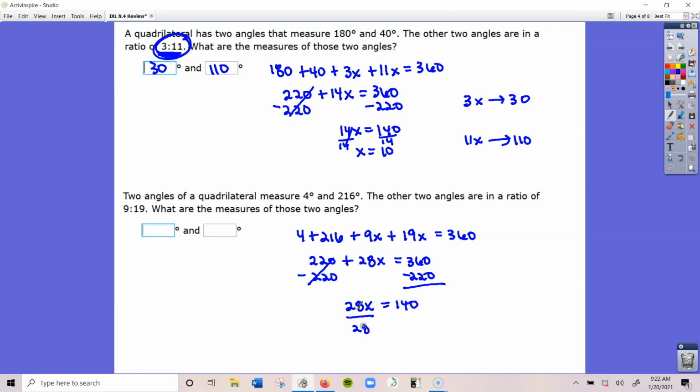When we divide by 28, we get that x is equal to 5. So now to get those two angles, remember 9x and 19x. So we plug in that x value in here. 9 times 5 is 45, and 19 times 5 is 95. So those would be my two angles.